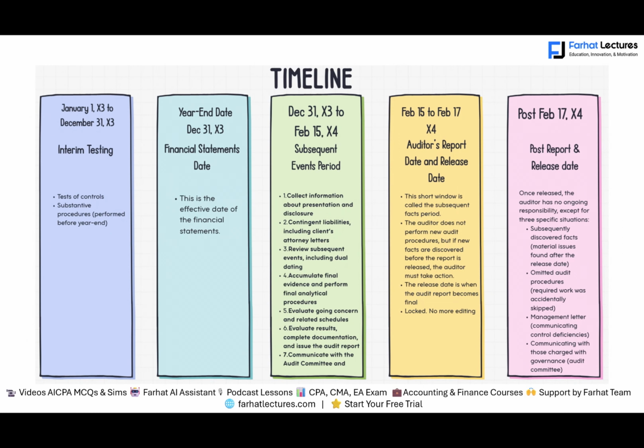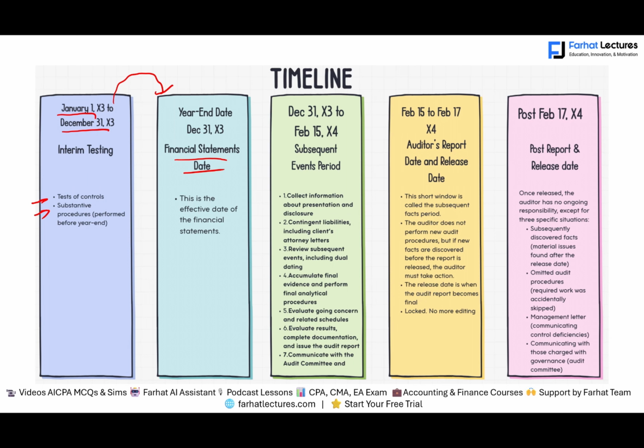On a timeline, this is what we are looking at, just to look at the big picture. We're going to assume we're dealing with a December 31st year-end company. From January 1st till December 31st, we did the test of control, substantive testing, we did a test of detailed balances, and so on and so forth. We did the field work. December 31st is the financial statement date. Basically, this is the effective date of the financial statements.